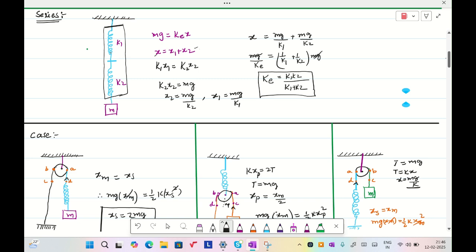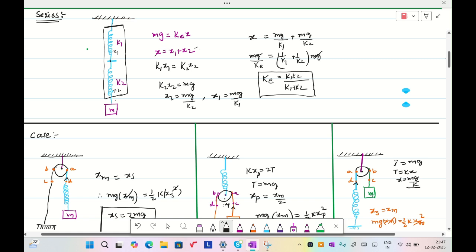Now separately take the springs. x1 is the extension in spring 1 and x2 is the extension in spring 2 when m is suspended. K1 x1 is the force in spring 1, and in spring 2 it is K2 into x2. So x2 and x1 are not equal. Here you have to understand this: the force applied on spring 2 by spring 1 and on spring 1 by spring 2 is equal, like a normal force.